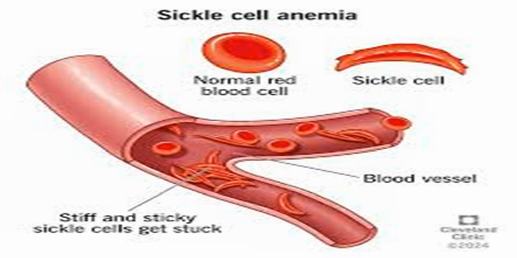Genetics: caused by a mutation in the HBB gene on chromosome 11, leading to the production of abnormal hemoglobin. Inheritance: autosomal recessive pattern. Both parents must carry the sickle cell trait for a child to have the disease.